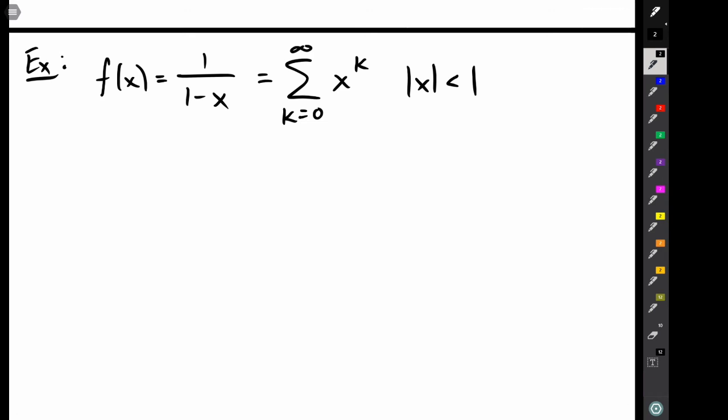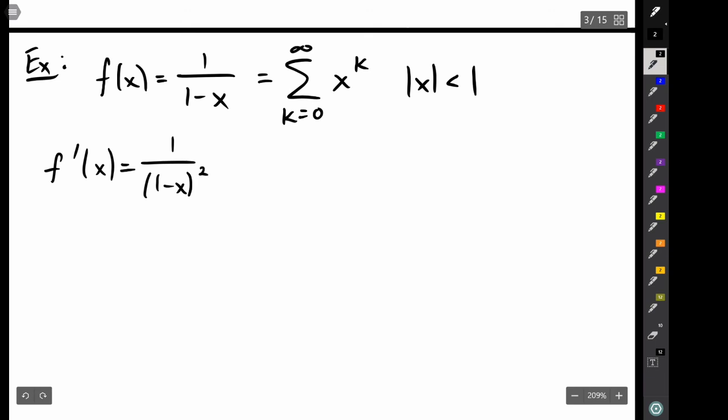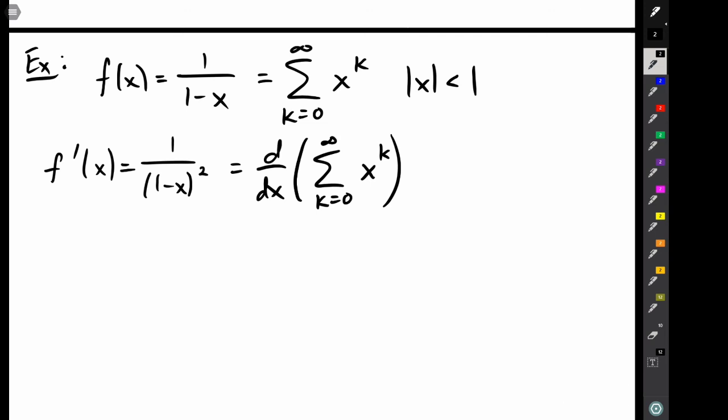Well, what if I wanted a series for the derivative? The derivative of this thing is 1 over (1 minus x) quantity squared. Well, to get a series for that, I just differentiate this series here. And to differentiate that, I can just differentiate term by term.